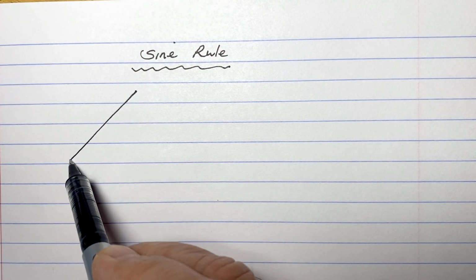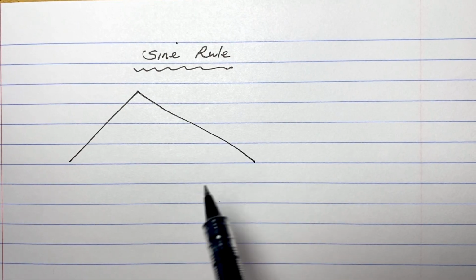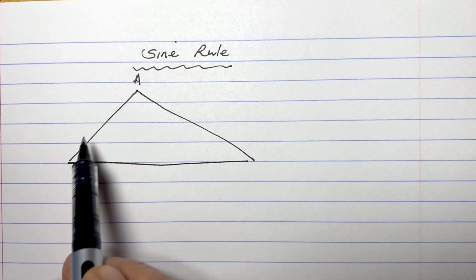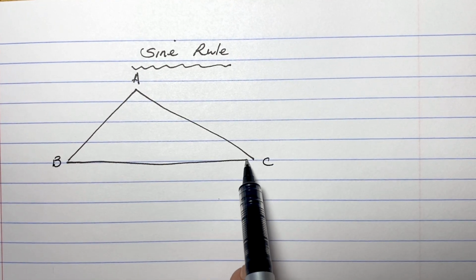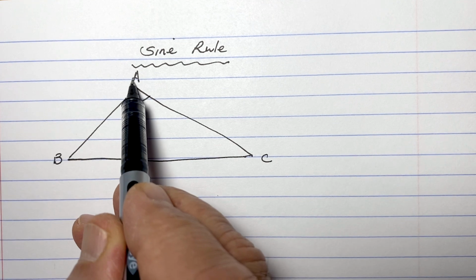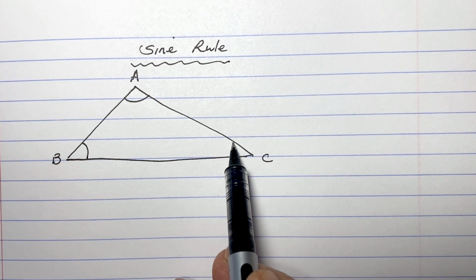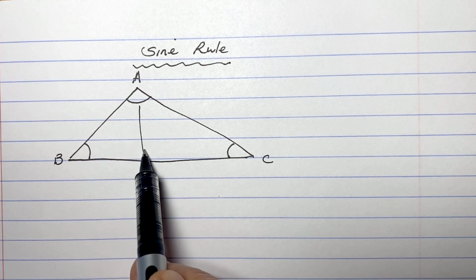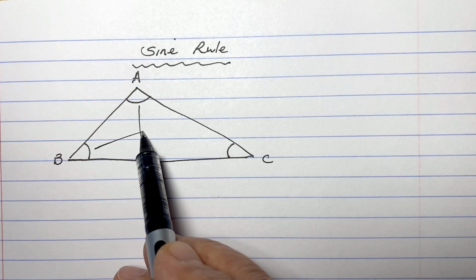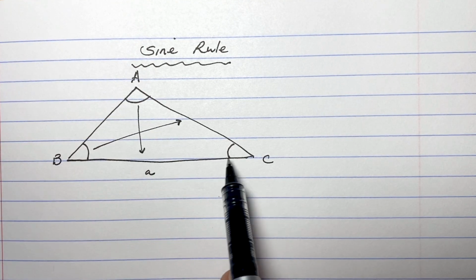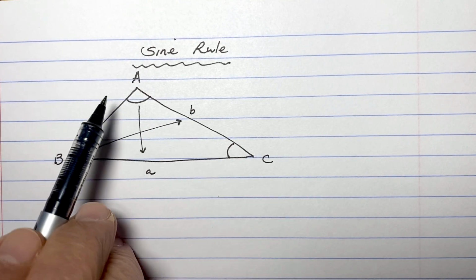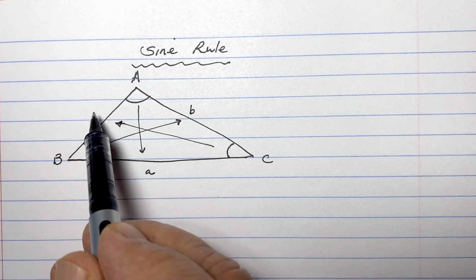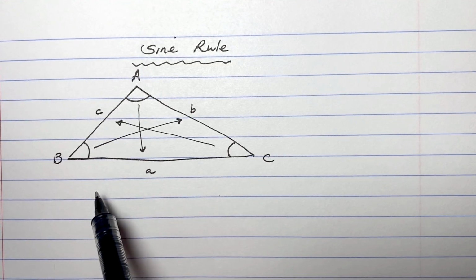In any triangle, let's say we have triangle ABC, angle A, angle B, and angle C. If I call the side opposite angle A with a little a, and little b for the side opposite angle B, that means A to C is b, and opposite angle C, little c, that means the length AB.